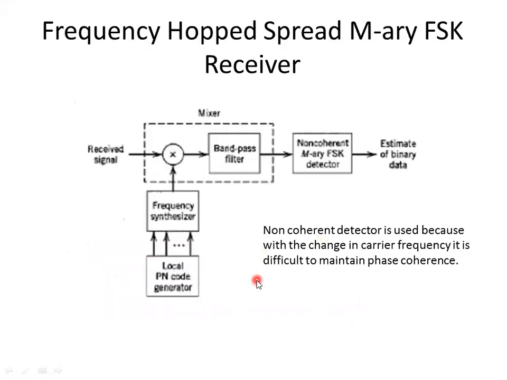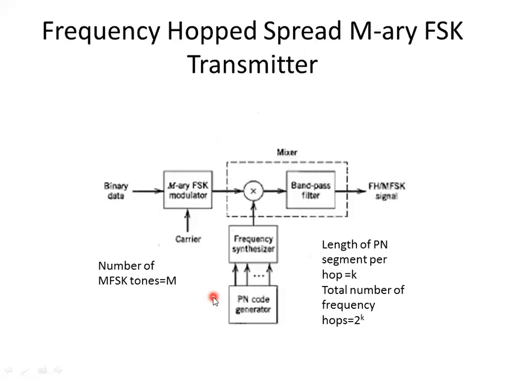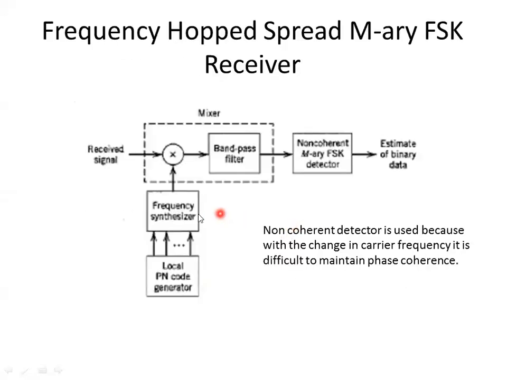Now let us look at the frequency hopped spread M-ary FSK receiver. So at the receiver, similar to direct sequence spread spectrum, here also we are just reversing the steps. So at the transmitter, the first part was modulation, followed by frequency hopping. Similarly now, frequency de-hop first, then detector. But note, here we are not using a coherent detector. Instead, we are making use of a non-coherent detector.